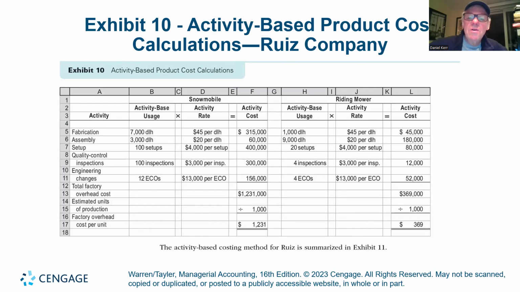And then also with regard to the inspections, it was 300,000 for snowmobiles and only 12,000 for riding mowers. And look at the engineering changes. It was 156,000 for snowmobiles and was only 52,000 for riding mowers. So remember, when you use activity-based costing, although it's the most complex, you get the most accurate allocation of the overhead charges. And the reason the overhead charges are different is the rates are different in each department, and the amount of time it takes for each department, or the amount of activity, is very different as well.